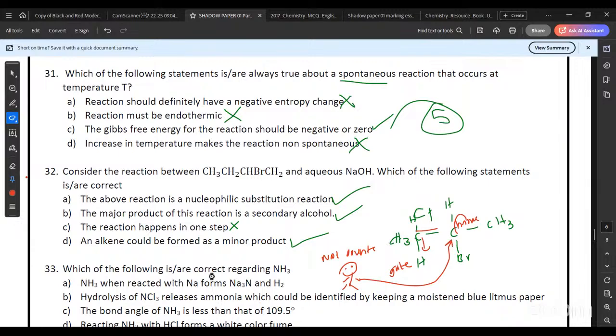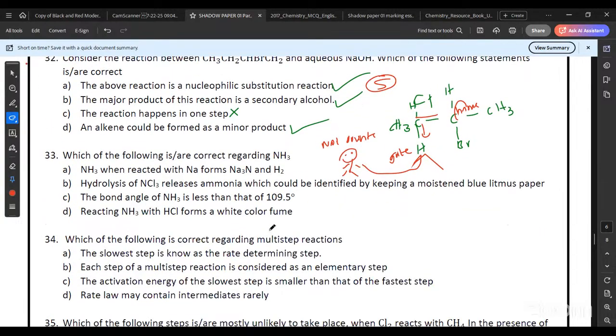So that means alkene could be formed. It can go wrong, because sometimes maybe he was in another mind or something and then he goes and hits this. Maybe sometimes it could happen. One or two molecules can be formed. Minor product can be formed. So that one you have to take as answer 5, right? Any questions, people?